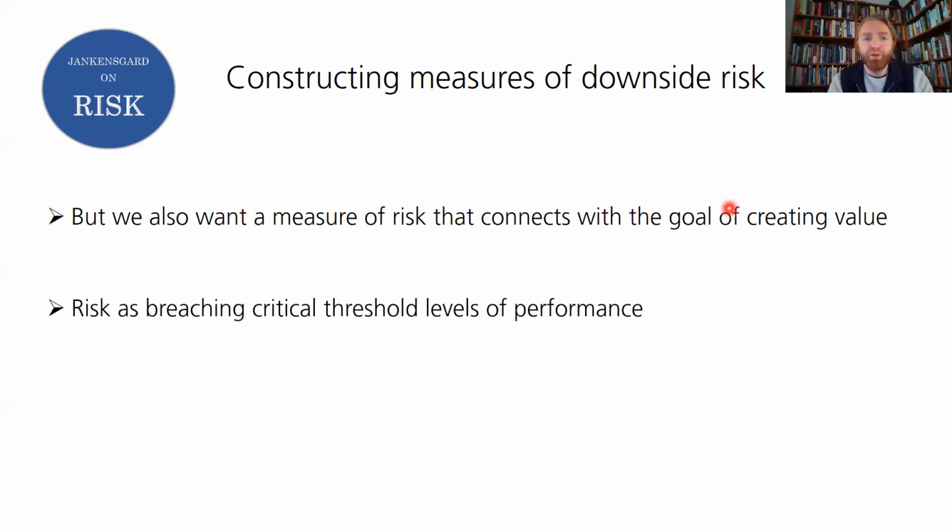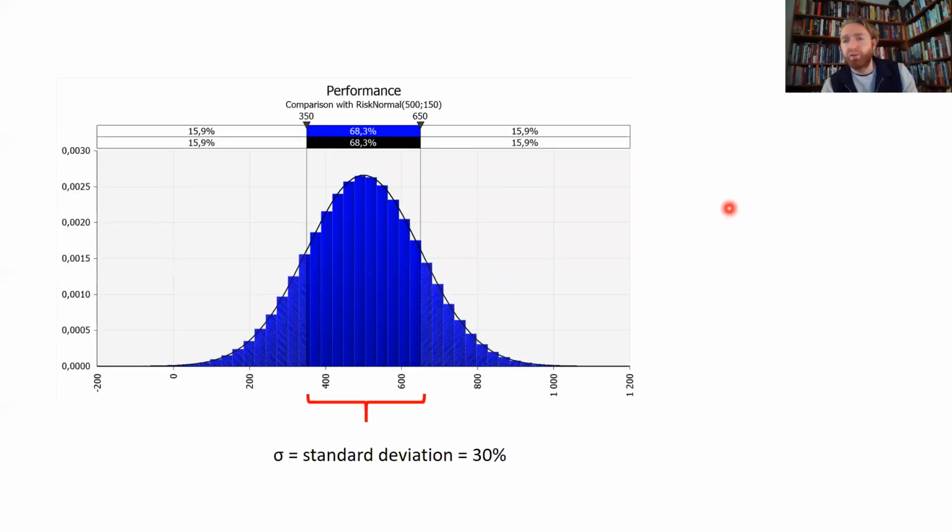And therefore, we're going to propose to think of risk in terms of reaching critical threshold levels of performance, so that if performance goes below these thresholds, you're in for some negative consequences that would disrupt the value creation process. Like you're not able to invest, for example. Let's say you have insufficient funding for your investment because performance fell below some threshold level. That's a negative consequence with value implications.